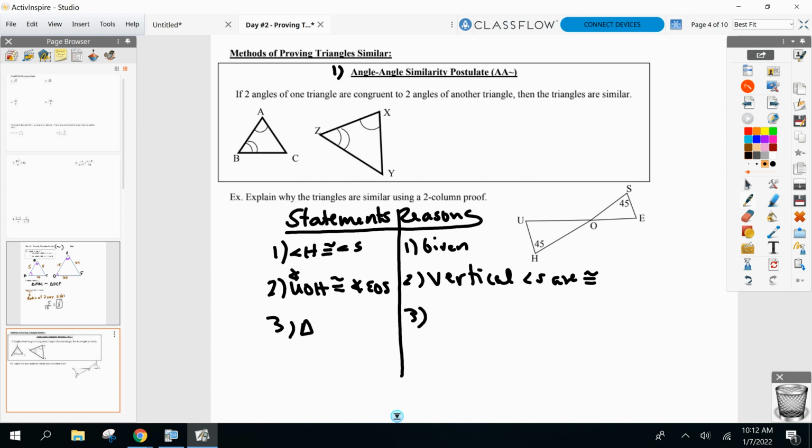Triangle UOH. Look at your papers. Look at your papers. It's going to be a habit. You got to break it. Similar, not congruent. Similar to EOS.